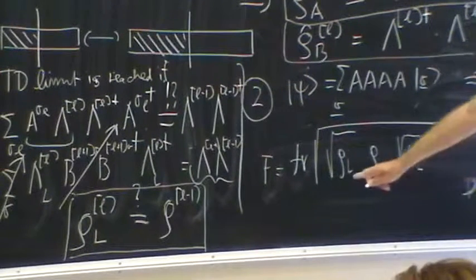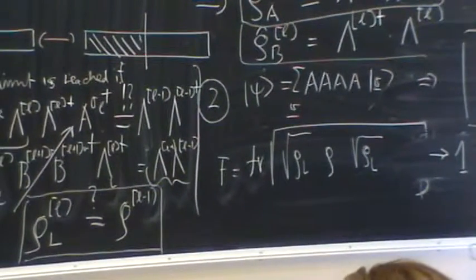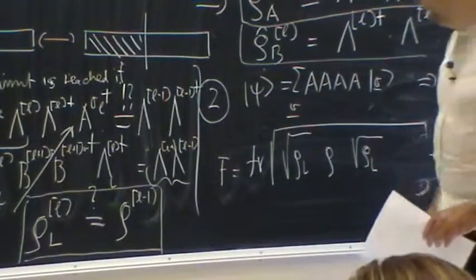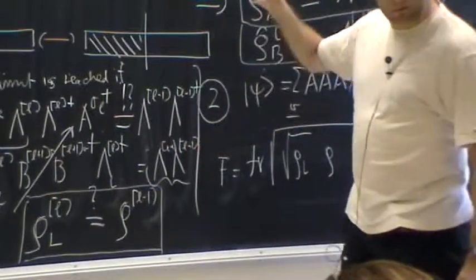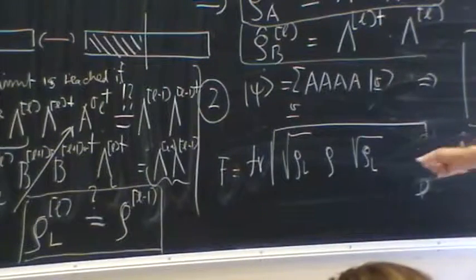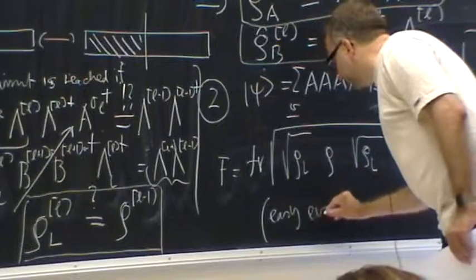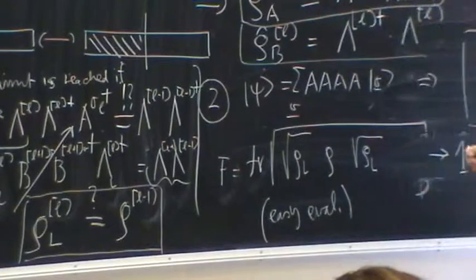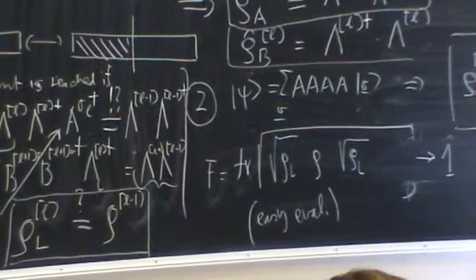One can actually show that evaluating this trace is nothing but the sum of the singular values of lambda L times lambda L minus 1 to the minus 1, but this is not so important for the moment, so I just write down that there's an easy evaluation of this expression. And from that you can judge whether you have reached the thermodynamic limit.